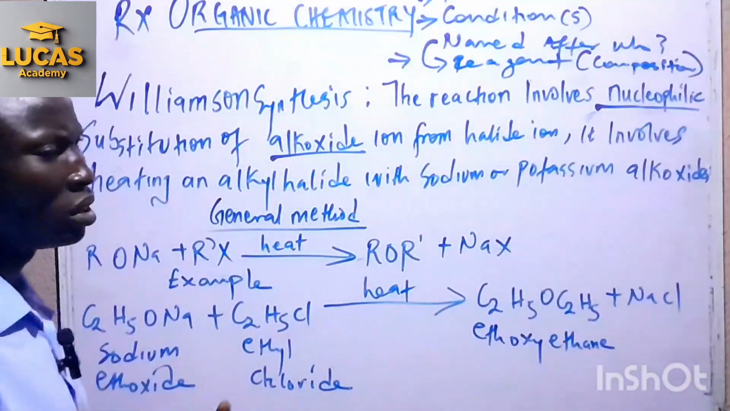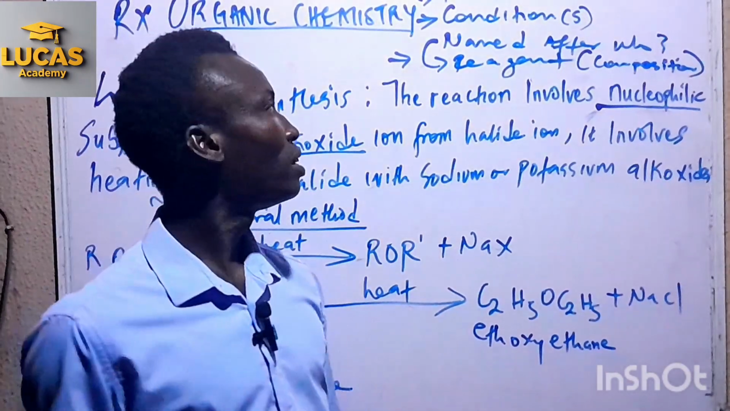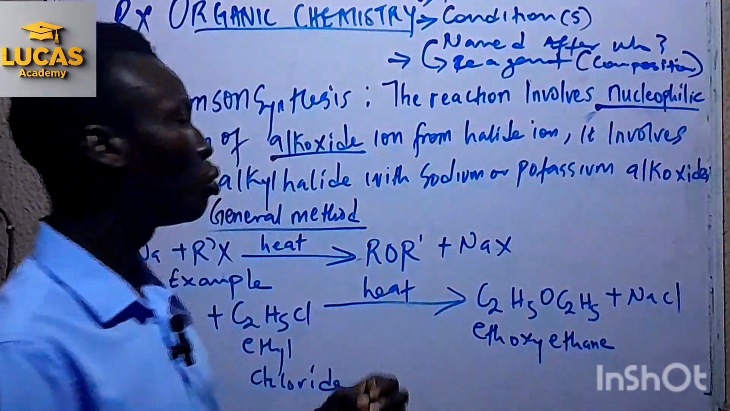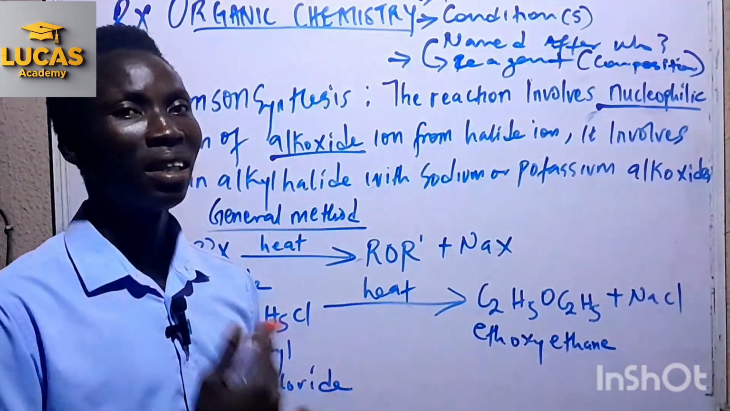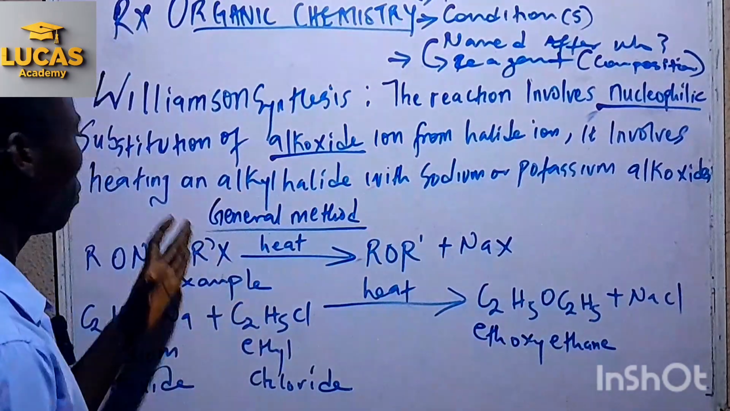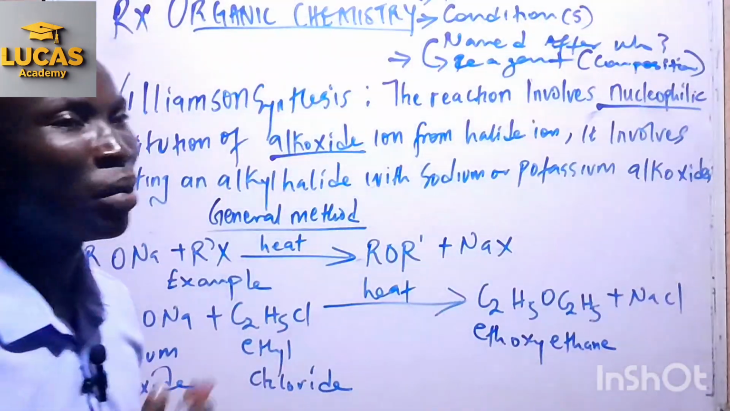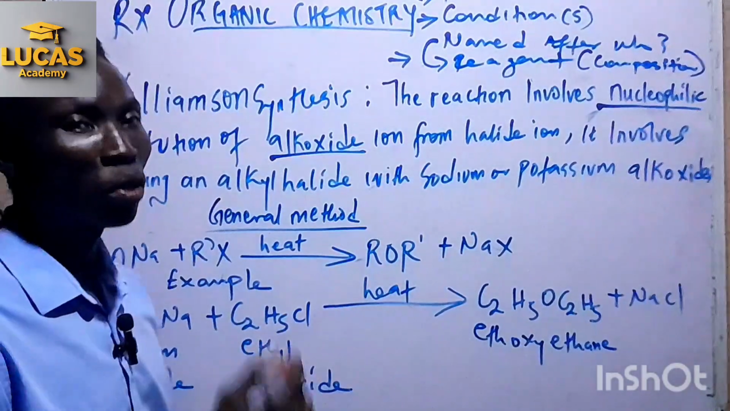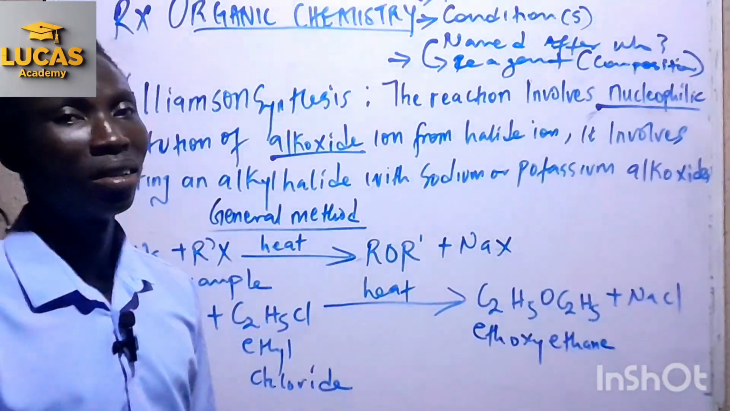There is also what we call general method. Most of these syntheses, because they are very useful in organic chemistry, there's always what we call a general method, that is a general way of preparing them. So when we're talking about the general method, it is the way of preparing a member of a particular homologous series. So once you produce one, it's the same method you continue to use to produce others.